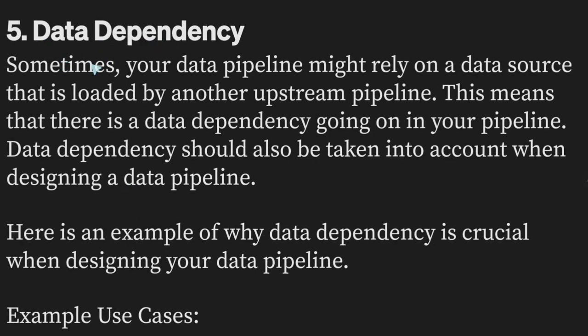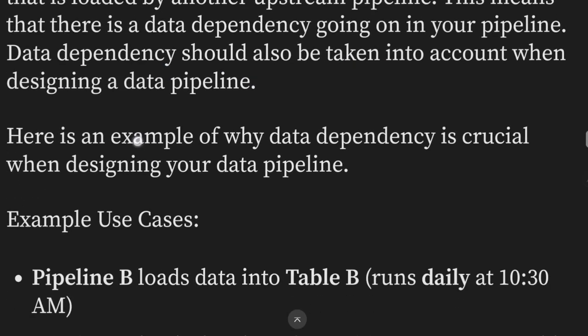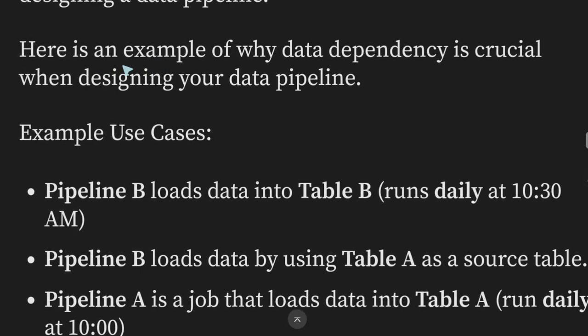5. Data dependency. Sometimes your data pipeline might rely on a data source that is loaded by another upstream pipeline. This means that there is a data dependency going on in your pipeline. Data dependency should also be taken into account when designing a data pipeline. Here is an example of why data dependency is crucial when designing your data pipeline.